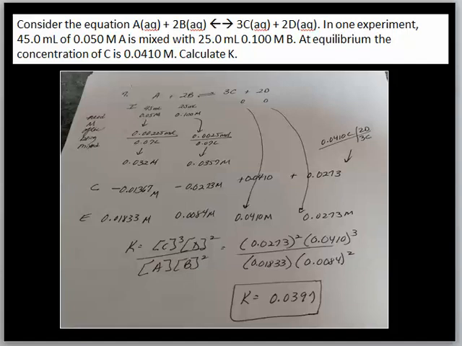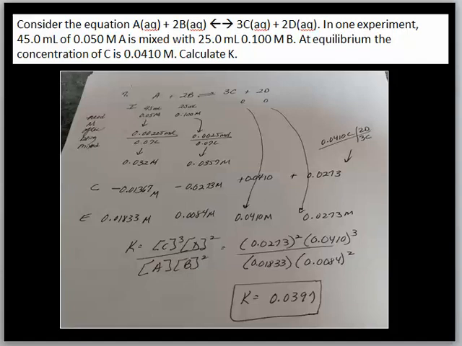They gave you the concentration of C already in molarity. So you had no C or D initially. So you calculate your A and B molarities. You look down and put your C molarity that they give you at 0.0410. So if you went from 0 to 0.0410, you must have gained 0.0410 moles per liter of C.